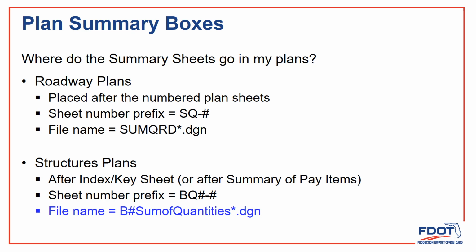The MicroStation file name will follow a similar naming process, including the structure number. It will start with a B, then the structure number, followed by Sum of Quantities, and the star indicates an optional sequence number. So the file name for the DGN that contains your summary boxes for your first structure would be B1 Sum of Quantities 01.dgn, and the second structure would be B2 Sum of Quantities 01.dgn, etc.